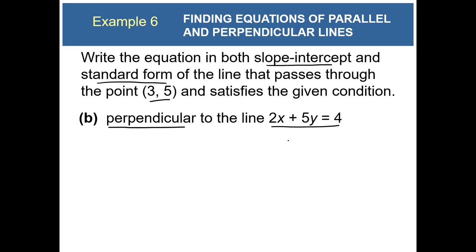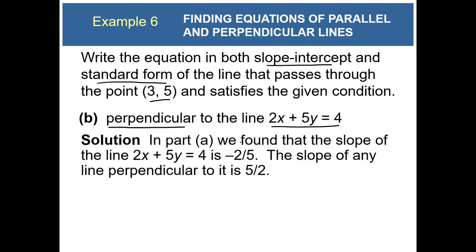So we'll start by realizing the slope from part A was negative 2/5. So we'll use that same slope again. But I want a line that's perpendicular to this line, so we'll take the negative reciprocal. We'll use 5/2 instead of negative 2/5. These two have to be opposite signs and reciprocals of each other. So that's the slope we'll use, 5/2.